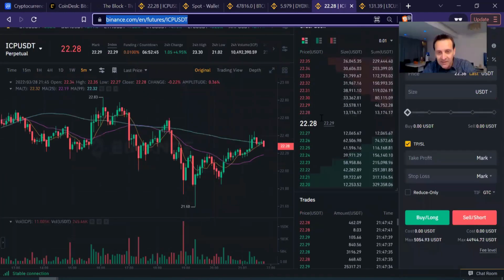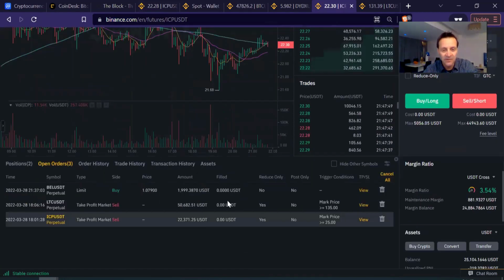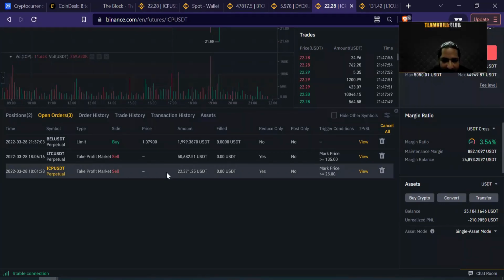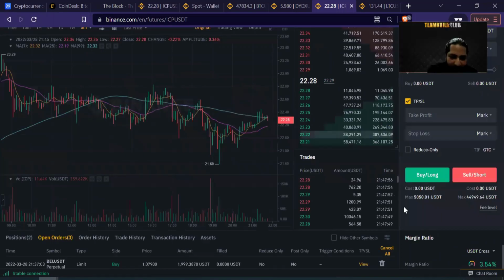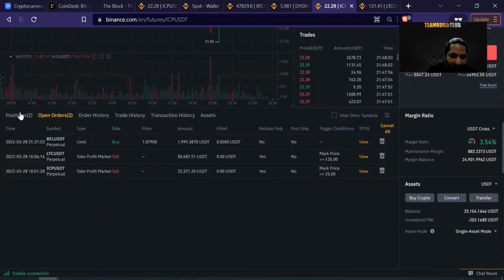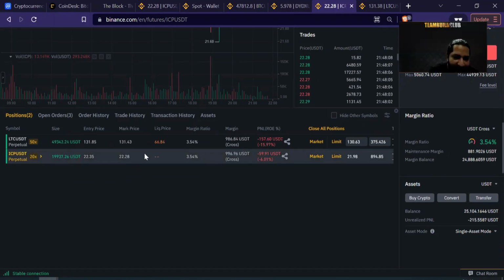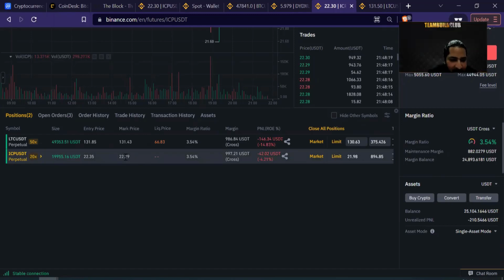It's right now 22.28, 22.25. So if we go here to the open orders, when it goes to 25, there you go, it will close. This is the price I bought it, right? No, you need to go on position to see the actual price you bought. On position, 22.35, entry price. And now it's 22.29. So it's a little bit lower, right?